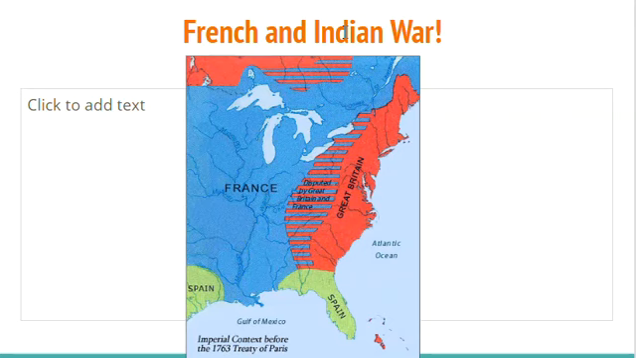Essentially, the French and Indian War is a war where Great Britain fought France. And right here is the area that they fought over. France thought this was their land. Great Britain thought it was theirs, so they fought each other.